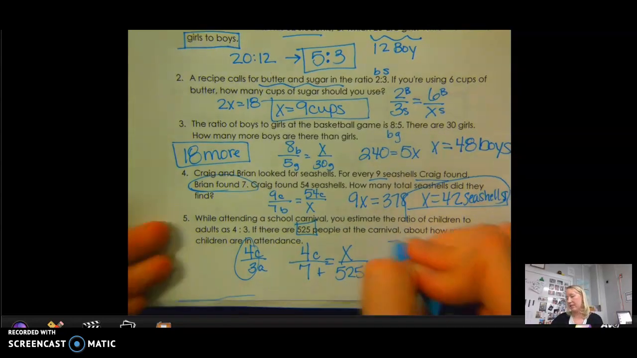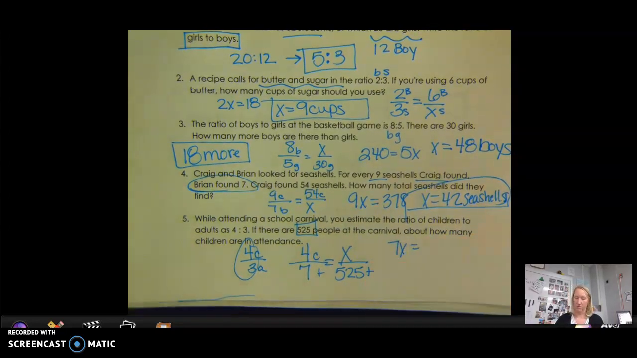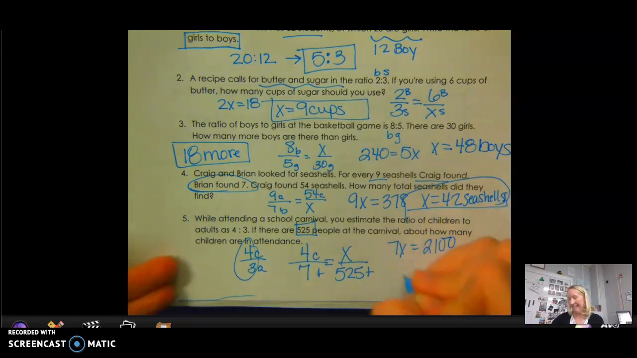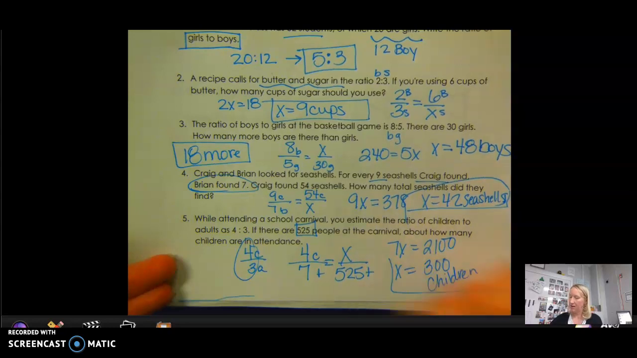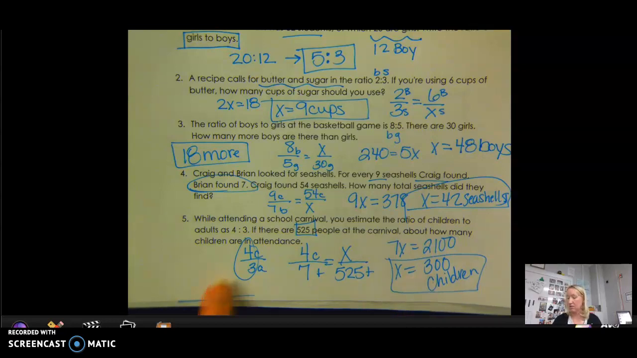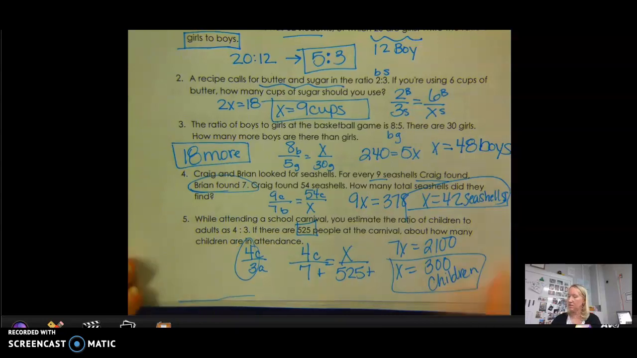Cross multiply, and I get 7x equals 525 times 4, 2100. Divide by 7, divide by 7. That's 300 children, which would make 525 minus 300, 225 adults, and adults would be less than children, which is what we're wanting, because for every 4 kids, there's 3 adults, so there's going to be less adults.